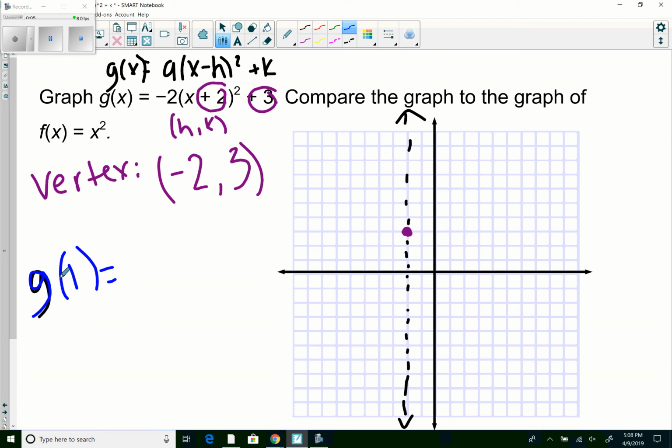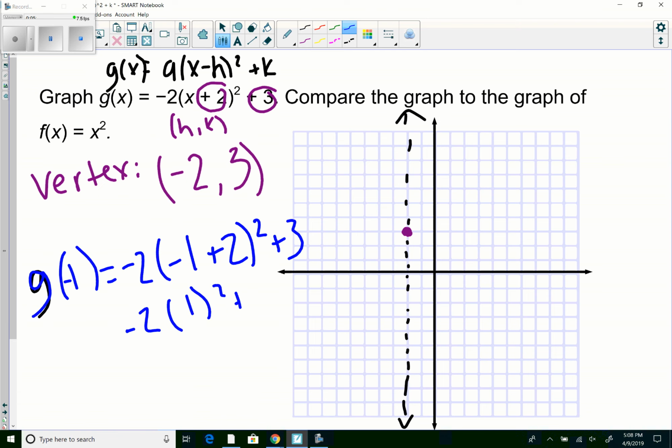Take -1 and plug it in. -2 times (-1 plus 2) squared plus 3. Then just simplify. This turns into 1 squared, so that's -2 plus 3. Your new point is going to be at (-1, 1). Back 1, up 1. Good.